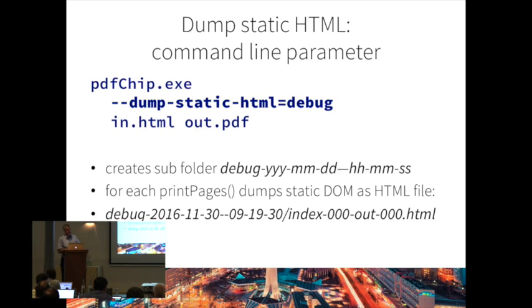You can use a command line parameter for pdfChip called --dump-static-html=debug, and then use the usual syntax for the command line. What it will do is create a subfolder where it picks up the string debug. This could also be some other string. It could be Monday or Tuesday or the name of your father or whatever. And it also appends a timestamp. Actually, the Y's should be four Y's because it's usually four digits for the year, then month, day, and then hour, minute, and second of the moment where that folder gets created.